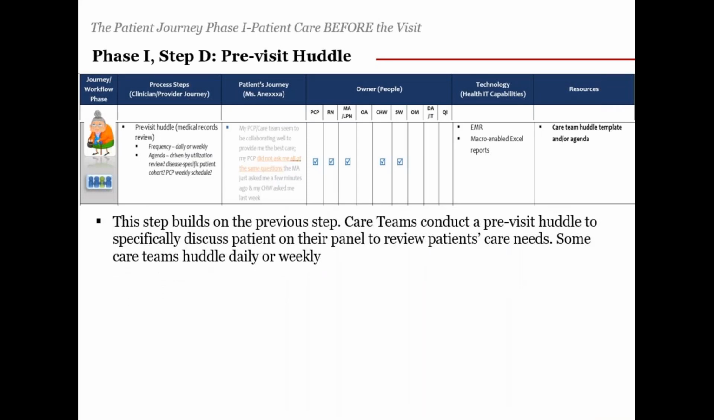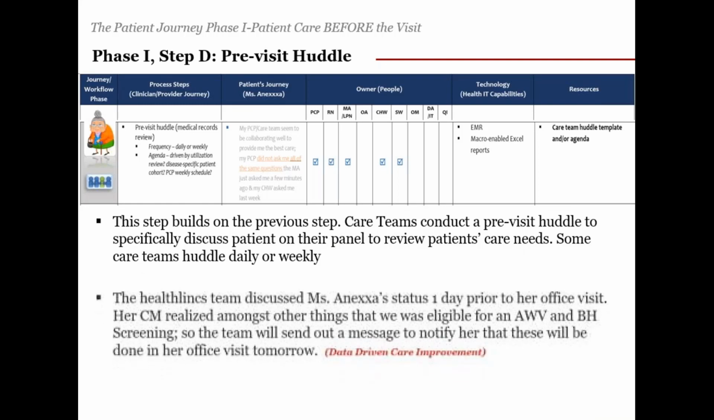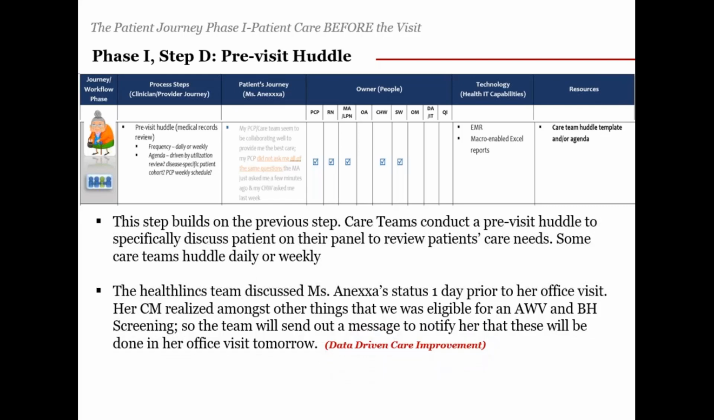So step D, pre-visit huddle, we talked about that. This step builds on the previous step. The care team does a pre-visit huddle, just to understand what we need to know about the patient. In this test clinic, the team discusses Ms. Alexis's status a day prior to her office visit. The care manager realized, amongst other things, she's now eligible for AWV and also behavioral health screening. So the team will send out a message to notify her that these things will be done when she comes in tomorrow. Because sometimes the patient may plan on being there for 30 or 40 minutes, and then you're gonna keep me there for 3 hours? You just spoiled my day. So it's good to inform them ahead of time.